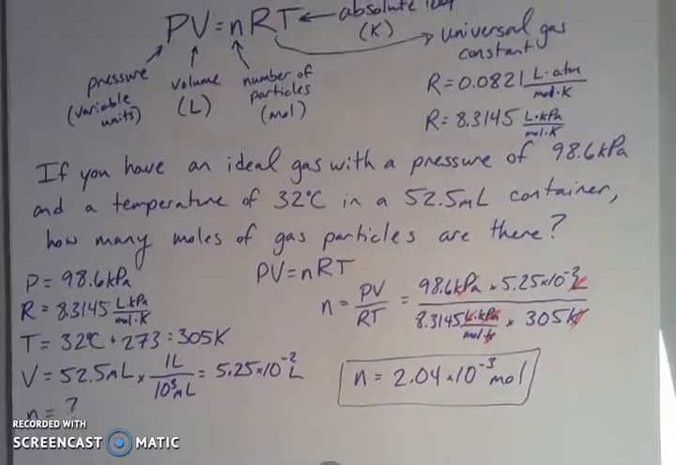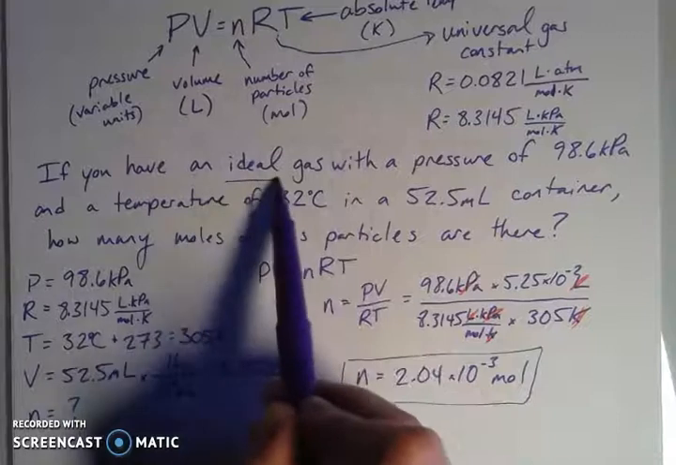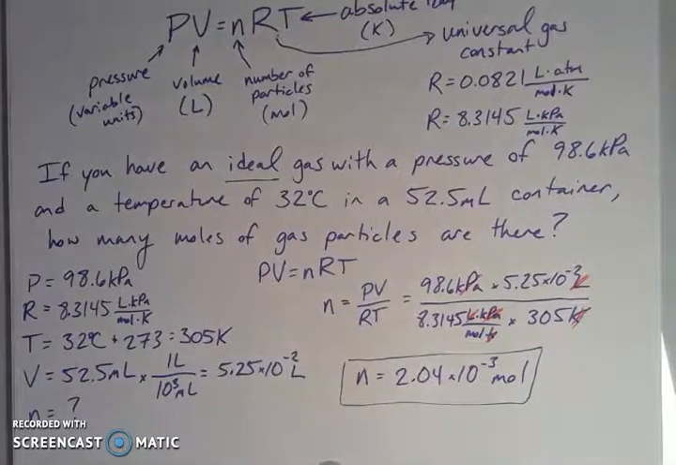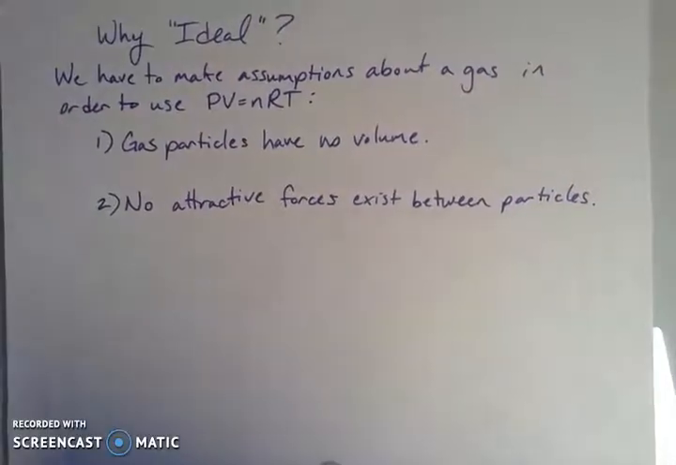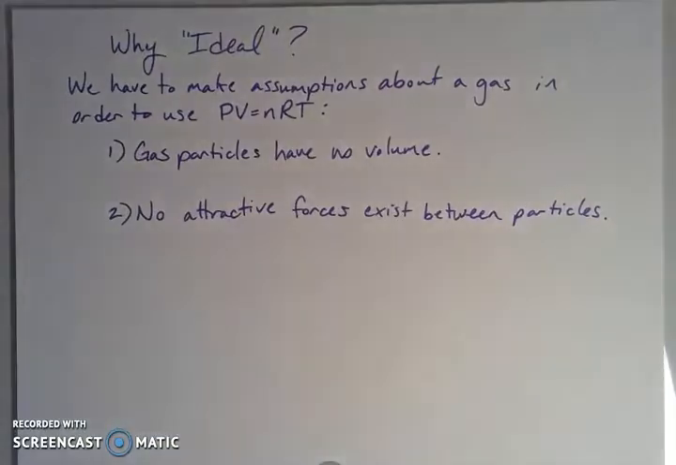Now, I keep saying ideal gas, and I want to speak to that a little bit more, because if I'm talking about an ideal gas, that must mean that there are non-ideal gases. So let's talk about why it's the ideal gas law. It's ideal because we have to make some assumptions about gases in order to use PV equals nRT. And these assumptions look like big assumptions, but we're going to talk about them here.